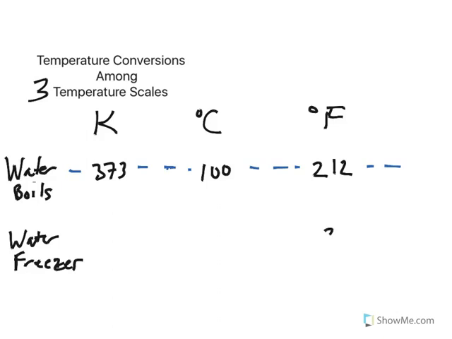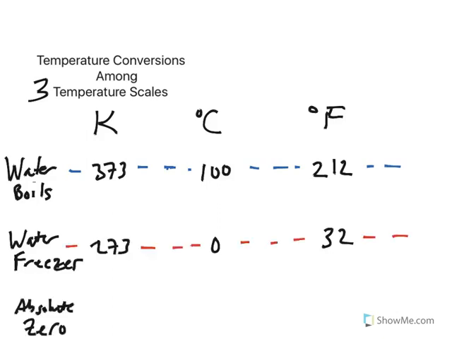Now let's look at when water freezes. Water freezes in the Fahrenheit scale at 32 degrees Fahrenheit. In the Celsius scale, it is 0 degrees Celsius. In the Kelvin scale, it is 273 Kelvin.